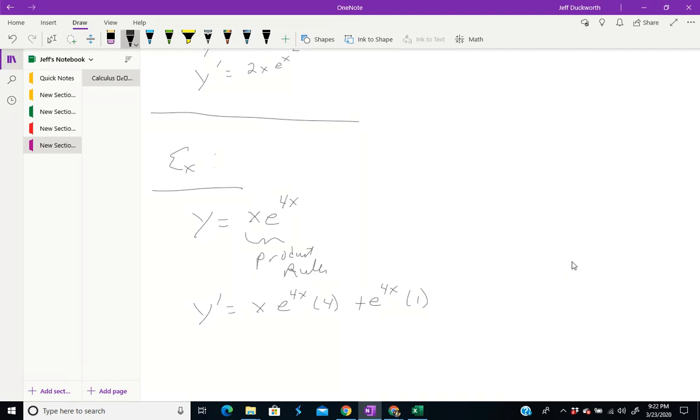And, I mean, you can factor out an e to the 4x if you want, which gives us 4x plus 1. Remember, this doesn't go to 0. This doesn't go to 0. You get e to the 4x times 1, so this works. Or if you wanted to just bring the 4 out, that's fine too. So here are some examples of how we did with e to the x.